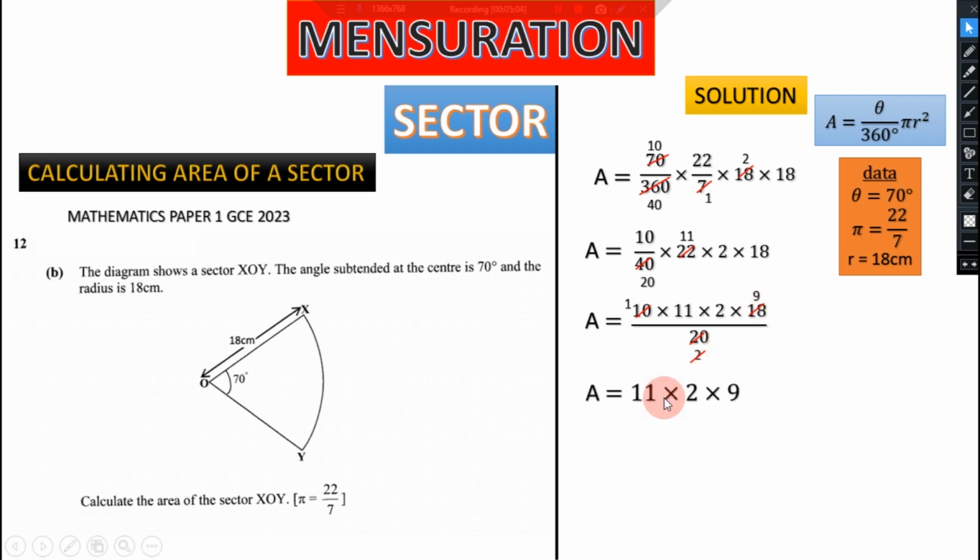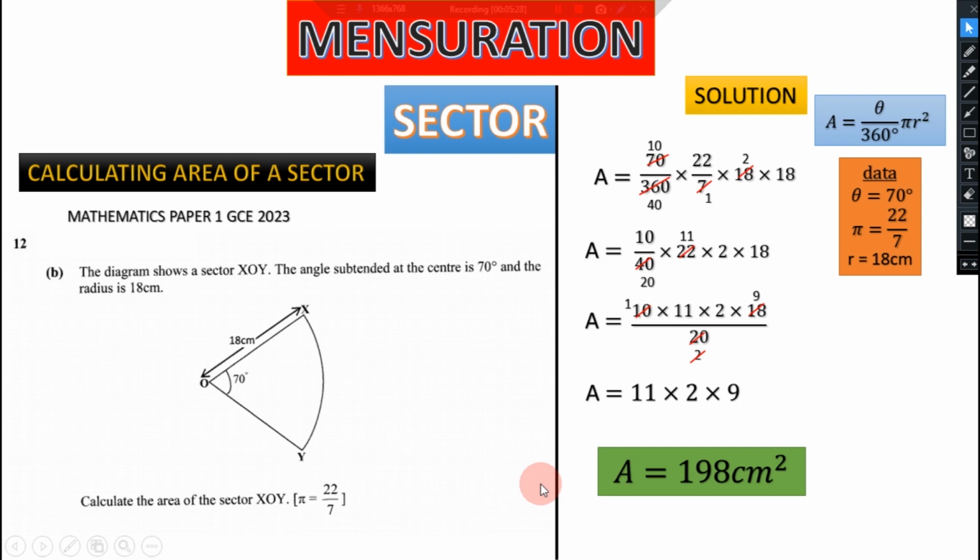Now you can see the smallest values that I've remained with are 11, 2 and 9. If you multiply everything now, you will get area equal to 198 centimeters squared. So that is the value for the area. You see? Learn to reduce your values.